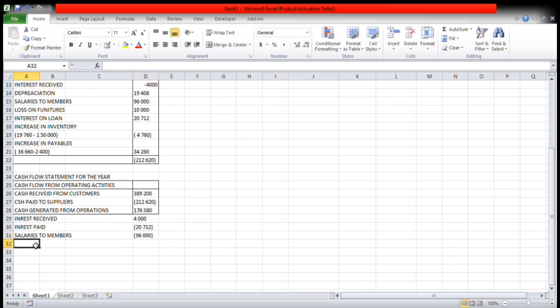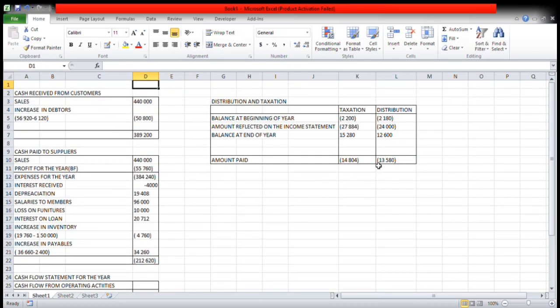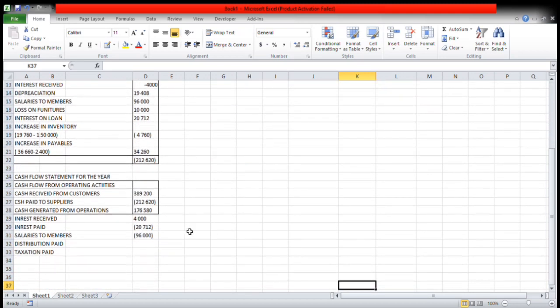So we're going to have the distribution paid and also the taxation paid. Also the distribution and taxation paid, we've dealt with them. So the taxation paid is the amount 14,804 inside the brackets, 14,804.